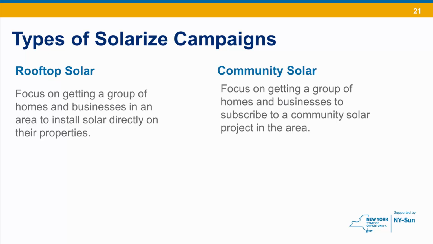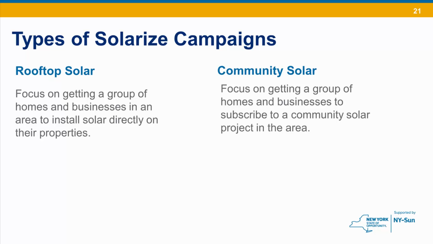There are two kinds of Solarized campaigns: Rooftop Solar and Community Solar. Rooftop Solar Solarized campaigns focus on getting a group of homes and businesses in an area to install solar panels directly on their properties. Rooftop solar installations offer a way to harness the power of the sun through panels installed on the roof of the home or business.